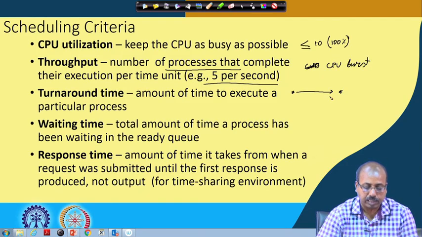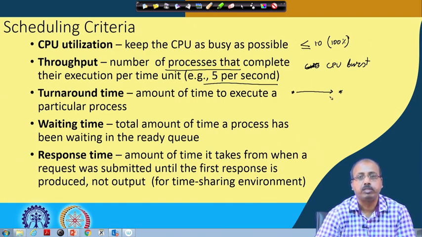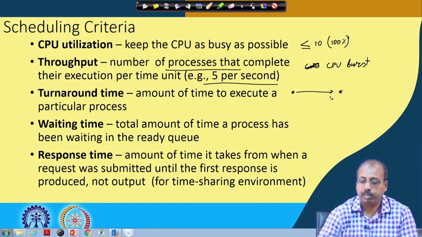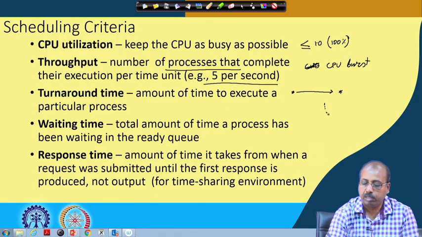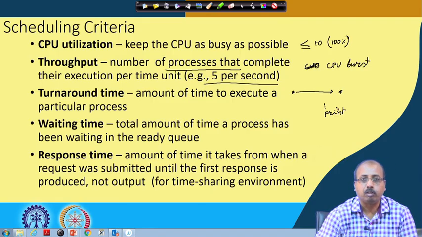Then we have response time. It is the amount of time taken from the submission of a request to the first response produced. When a program is given for execution, when does the first response come? As we have seen in the last class, a program may initially have a print statement that welcomes the users to the system and the program. Maybe for computing roots of a quadratic equation, it will be prompting for the values of a, b and c. From the beginning of the program, how much time does it take to come to that stage? That is the response time.